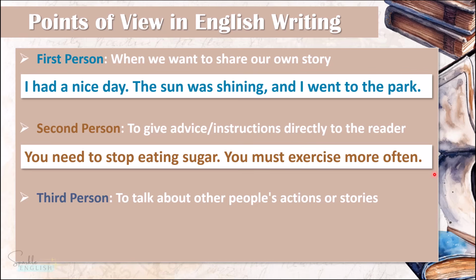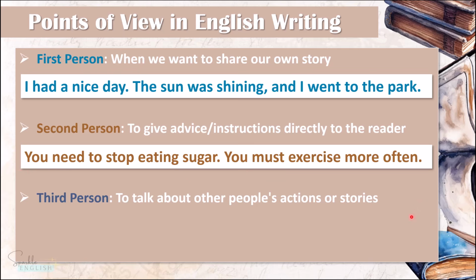An example of the second person: "You need to stop eating sugar. You must exercise more often." Imagine this came from a self-help book. The narrator is talking to you directly, giving advice or instructions directly to the reader. We can see the pronoun you twice.